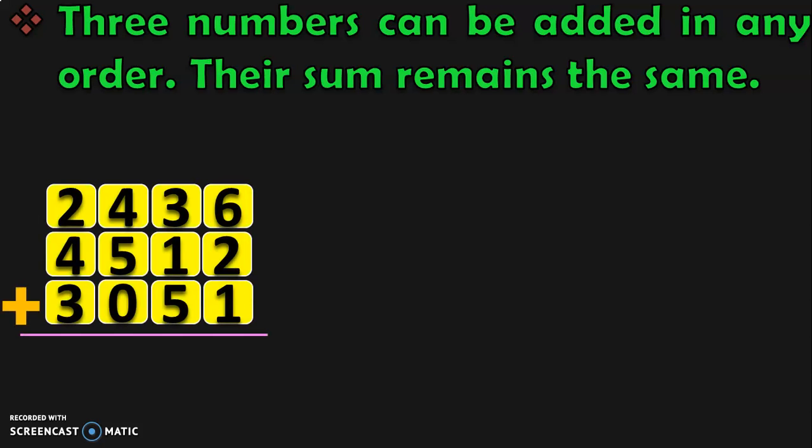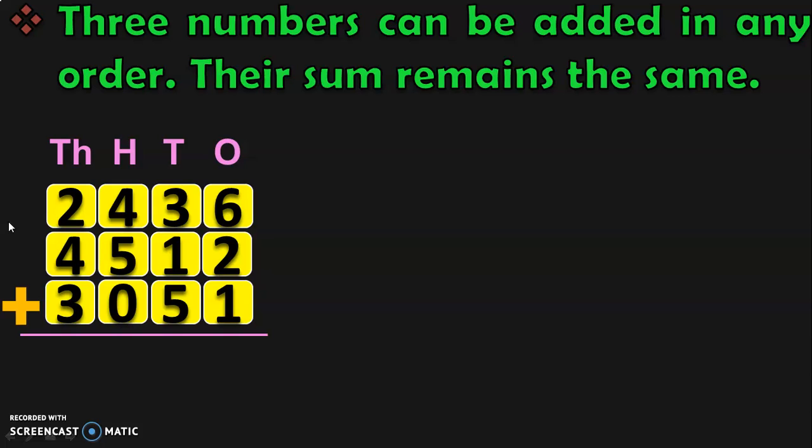Here we have three 4-digit numbers: 2436 plus 4512 plus 3051. First, write down the place values: ones, tens, hundreds and thousands. We have learnt in the lower classes that when we add three numbers, first we add the first two numbers, and to the sum of the first two numbers we add the third number. So let us do the same method now.